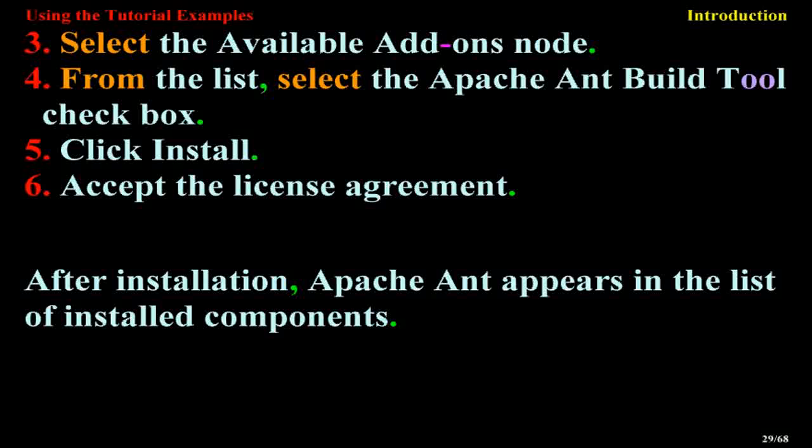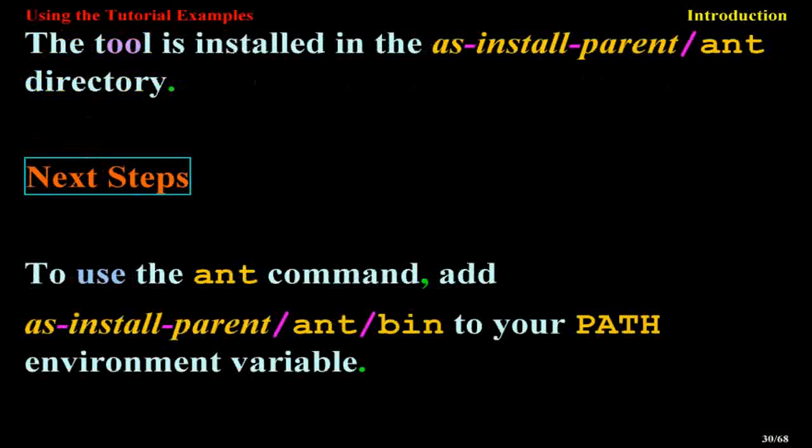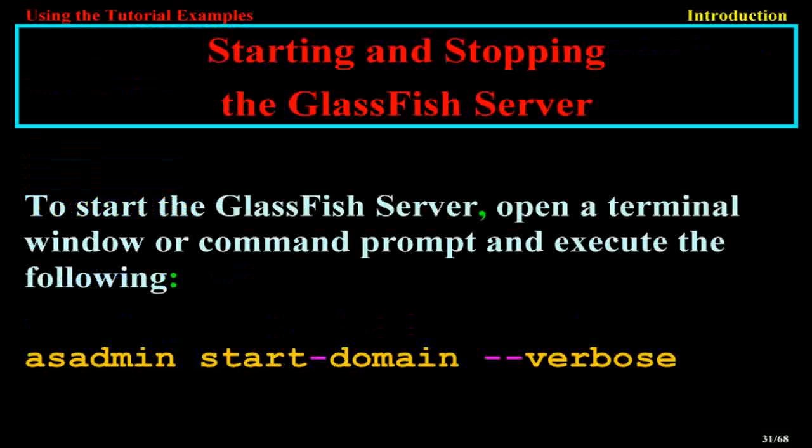After installation, Apache Ant appears in the list of installed components. The tool is installed in the as-install-parent/ant directory. Next steps: to use the Ant command, add as-install-parent/ant/bin to your path environment variable. Starting and stopping the GlassFish Server.